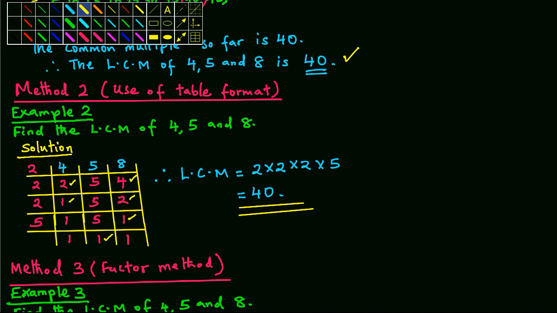And therefore LCM is the product of these divisors. And that would be 2 times 2 times 2 times 5, and the result is 40.